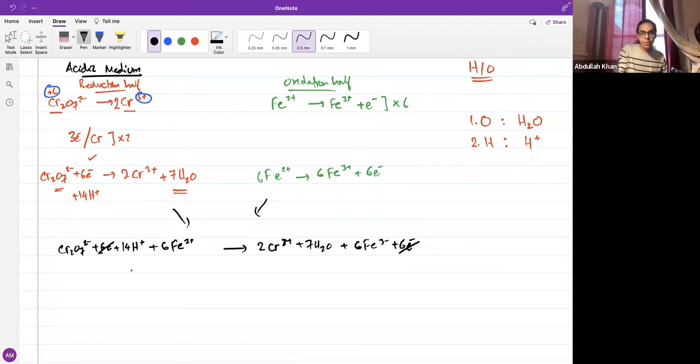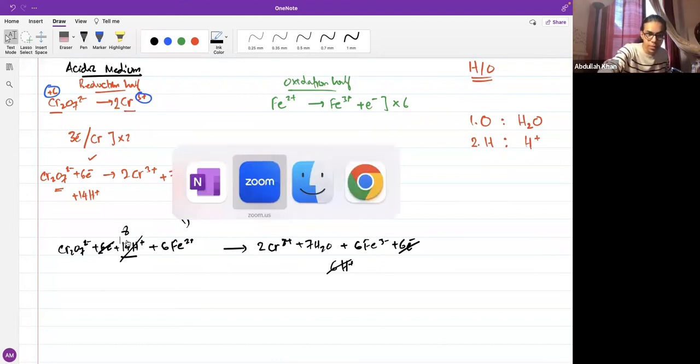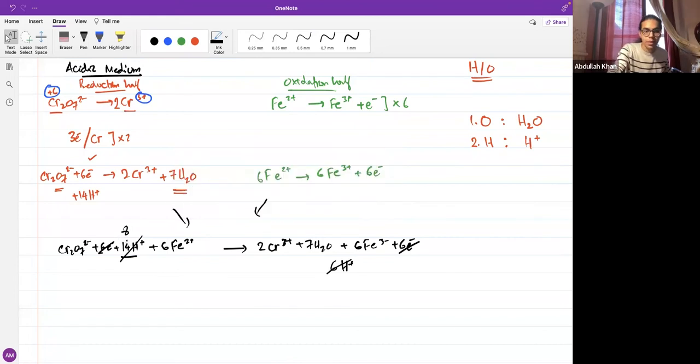So let's clean it up. Well, there is nothing to clean up. This is it. If there's anything common on each side, you would cancel it. So for example, if you see a 14H plus here and a 6H plus here, you would cancel the 14 and 6 and make that 8. Right, 14 minus 6. That's just some cleaning up. We'll work with examples where that is involved. Great, so that is the final answer in acidic medium.